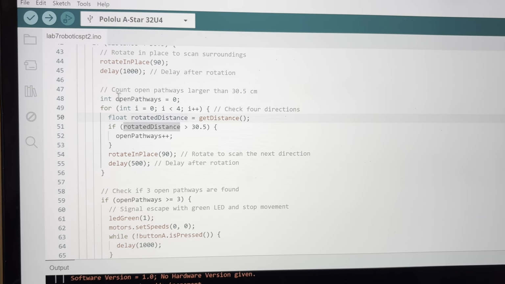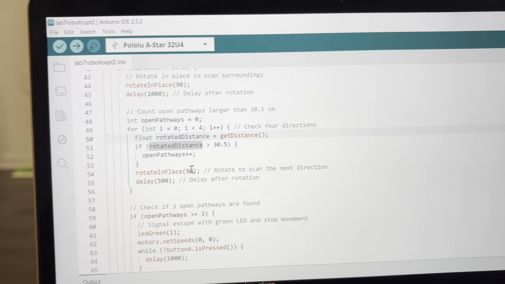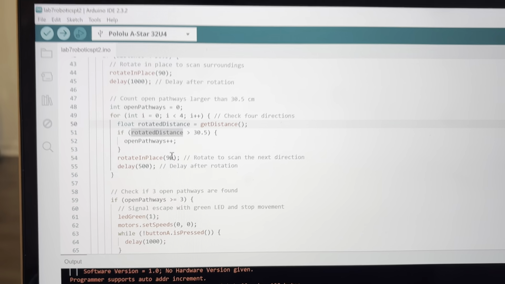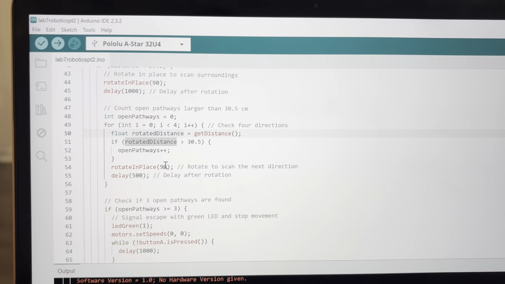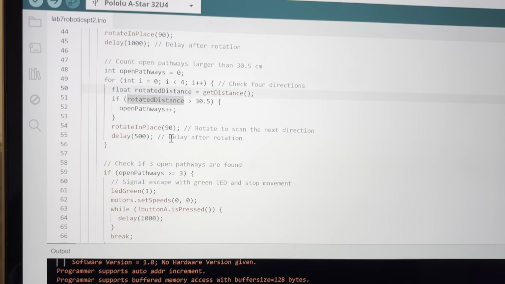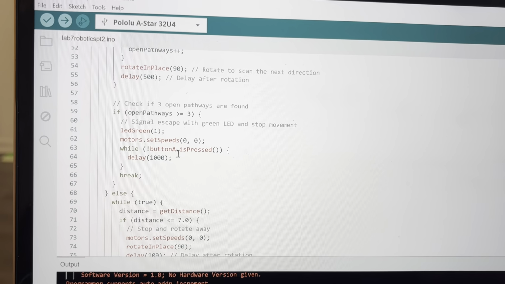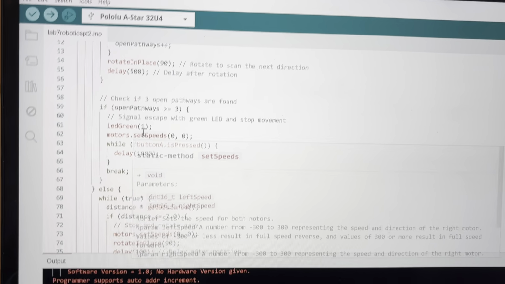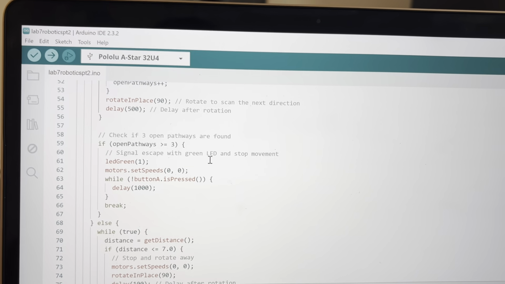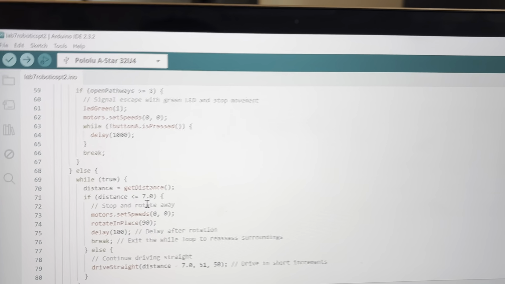What the lab asks for is that when it finds its way out of the corridor, it scans in 3 directions. And if each direction is greater than 30.5, that means it is free. So I have it rotate and then scan. When the three open pathways are found, an LED turns on forever. Then this is so that you can press the button.